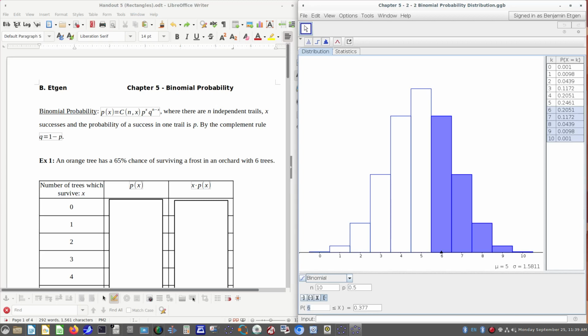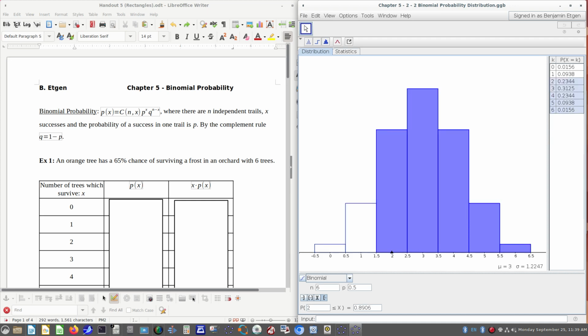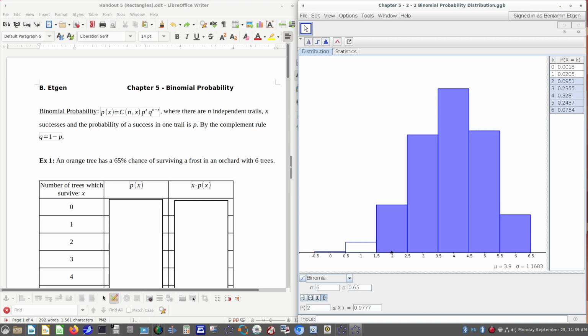Okay, let's take a look at the handouts for Chapter 5 using our GeoGebra applications. So this first binomial distribution talks about a set of orange trees. Each orange tree has a 65% chance of surviving a frost, and there's an orchard with 6 trees. So let's talk about the 6 trees. So n equals 6. The probability of surviving is 0.65, so let's enter that.